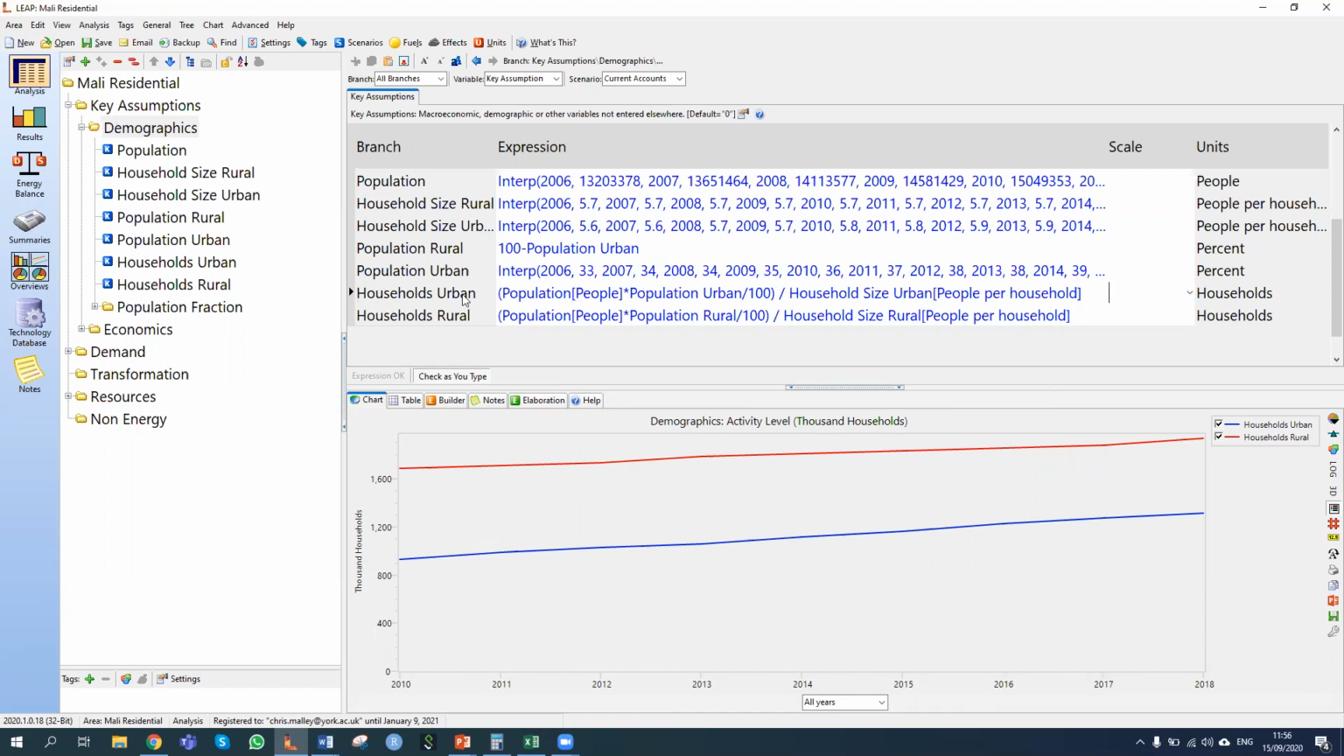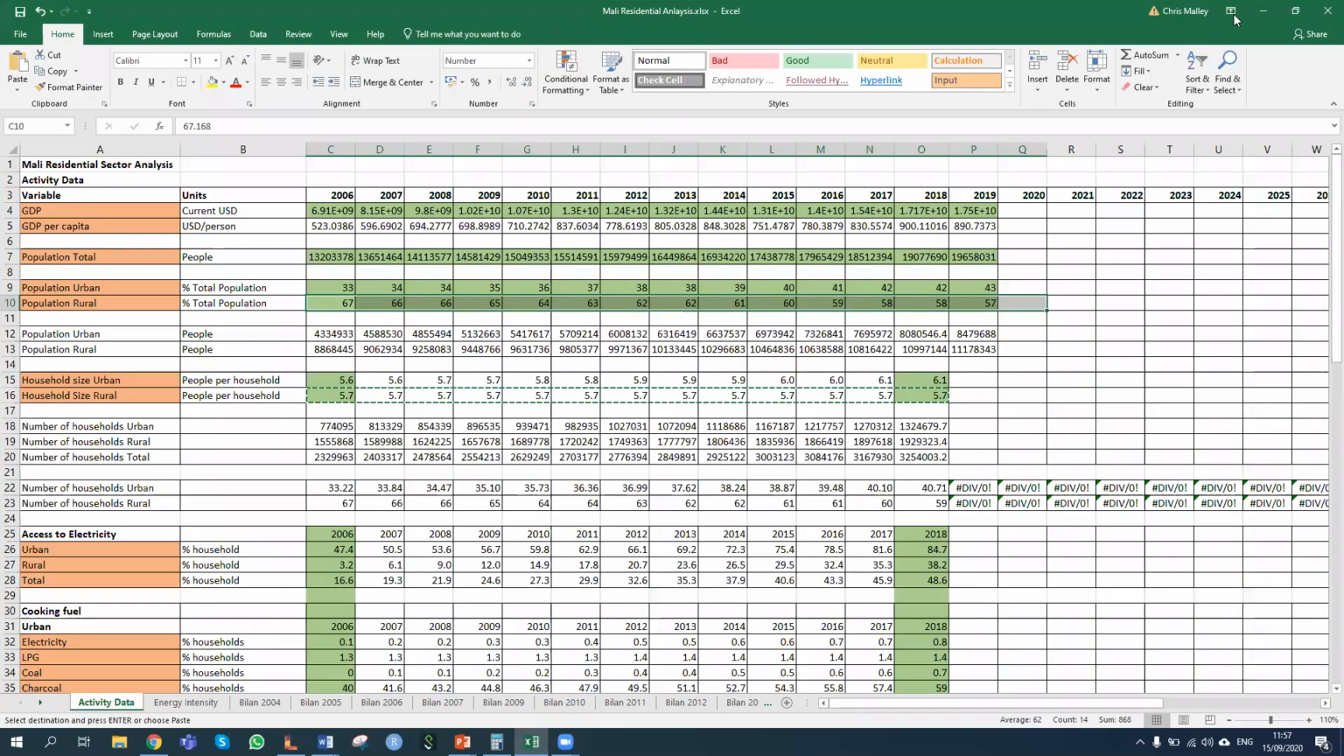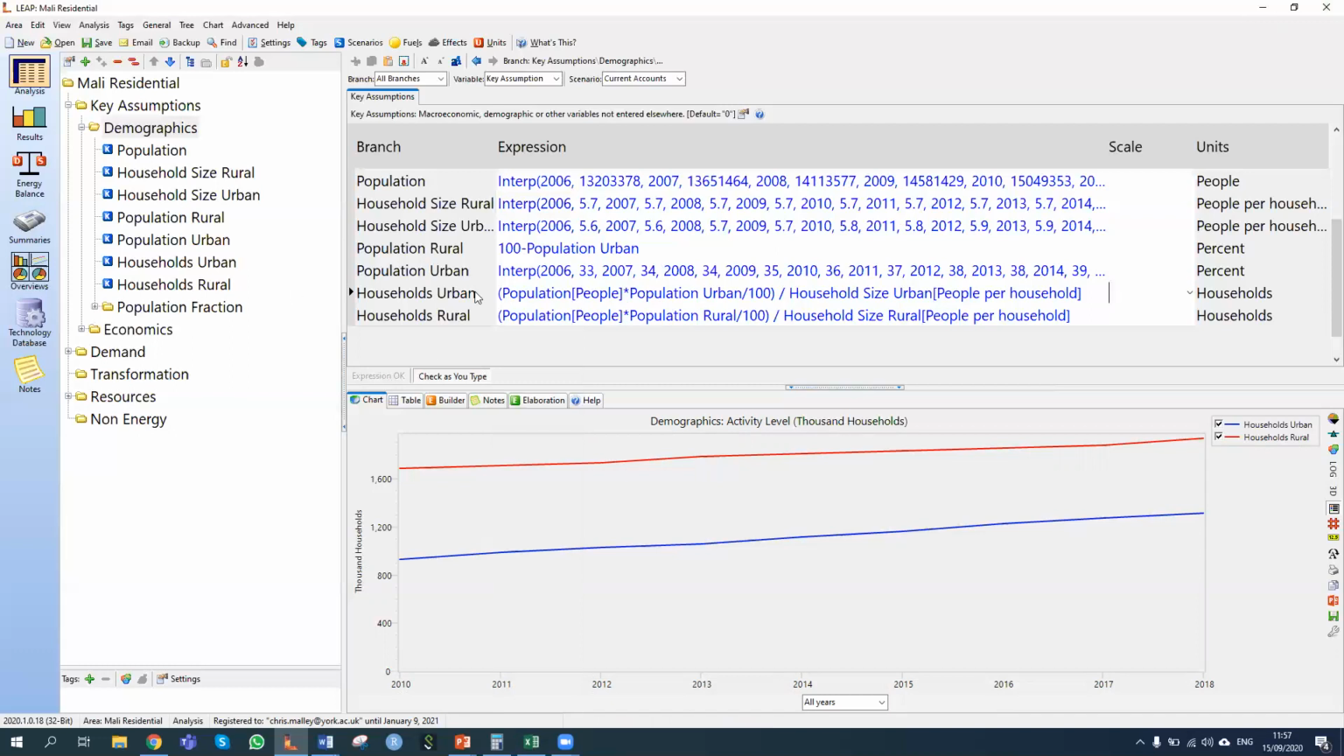Our number of households in urban areas and our number of households in rural areas, we again don't need to enter. We can write the equation to calculate the number of households in each of these areas. We have the population multiplied by the urban population, this percentage, divided by 100, divided by the household size. And this gives us the same values as in the Excel spreadsheet, but it's calculated in LEAP. Okay, so that's us entered our key assumptions, the key variables we're going to use in this analysis.